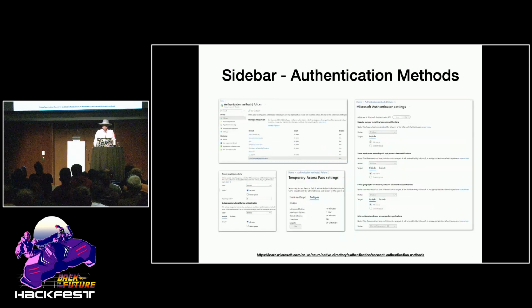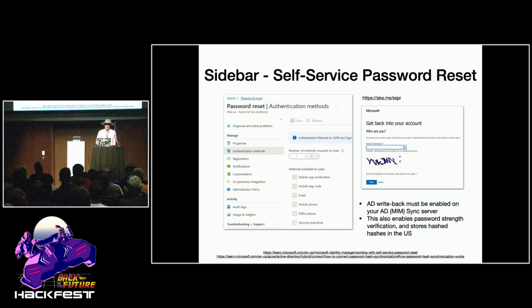And then we're going to have a quick sidebar into what the authentication methods available are. You can define various different aspects of which ones are allowed. And yes, SMS is allowed in the environment. Why? Because it ties to self-service password reset. So if you have a valid MS Authenticator push and an SMS response, that might actually be valid for your environment to do a password change or a password reset on that user.